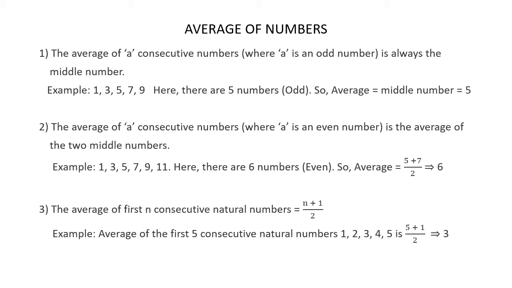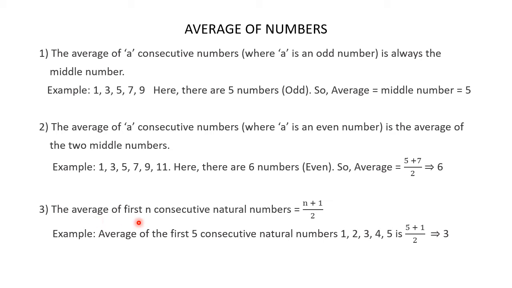The average of A consecutive numbers where A is an even number is the average of the two middle numbers. For example, take these numbers 1, 3, 5, 7, 9 and 11. Here there are 6 numbers and 6 is an even number. So the average of these 6 numbers is the average of the two middle numbers. Here the two middle numbers are 5 and 7. So the average is 5 plus 7 divided by 2, which is 6.